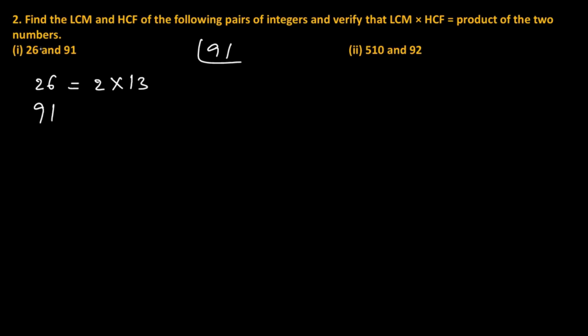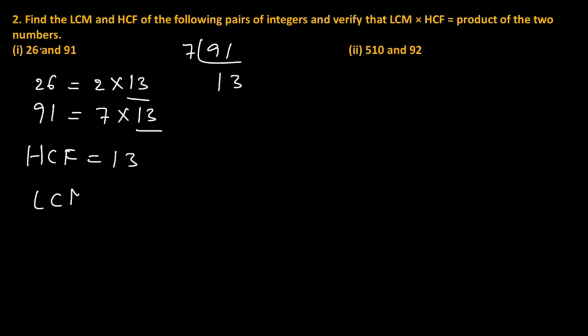In the 7 table, 7 ones are 7, 7 thirteens are 91, right? You can write it as 7 into 13. HCF means the highest common factor. What is the highest common factor in these two? You can identify that 13 is the highest common factor. So 13 is the HCF. What is the LCM? Along with the HCF, the remaining factors are 2 and 7. If you multiply all these, you will get the LCM.